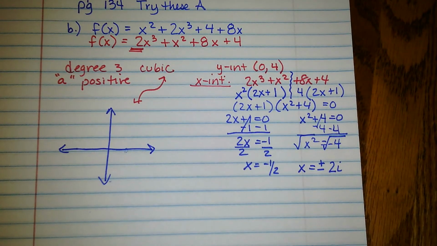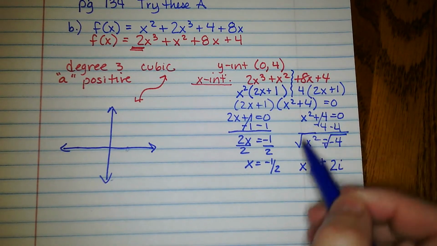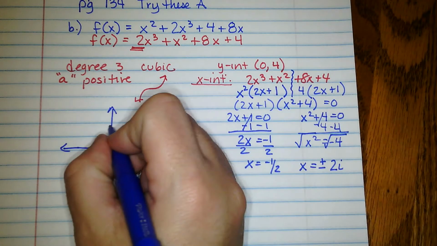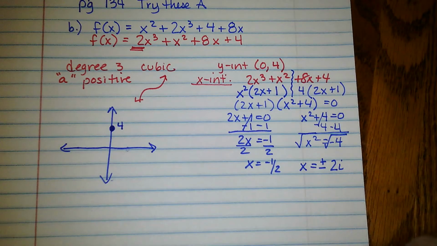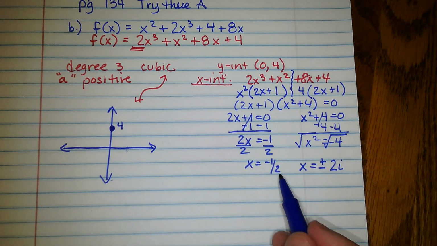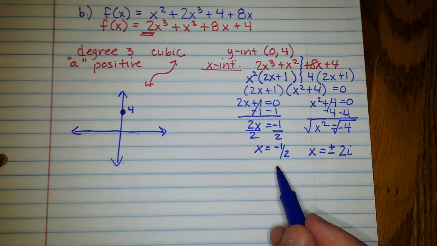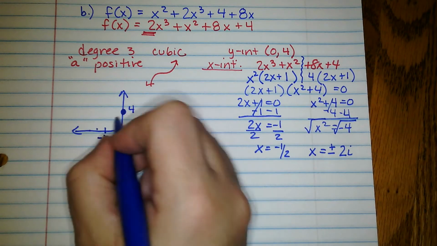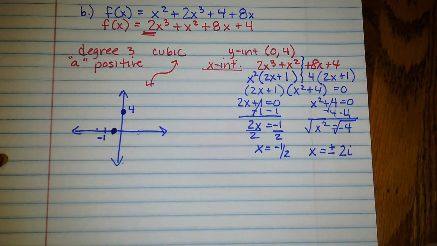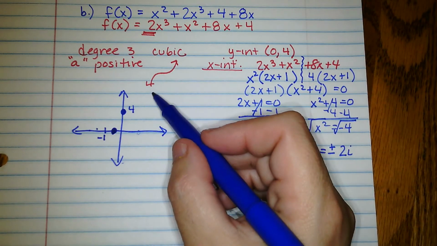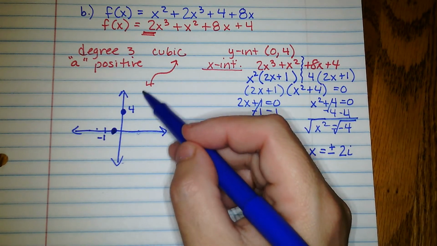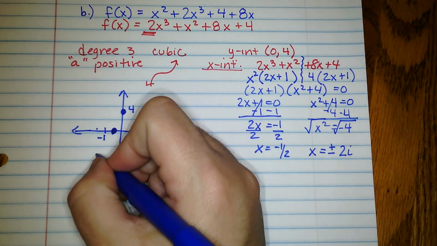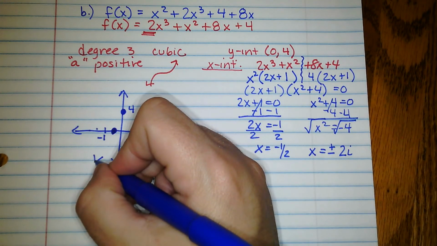You can only have a maximum of 3 intersections on the x-axis. I do know that my y-intercept is 4, so I'm going to put a dot here and put 4 because that's where my y-intercept of 4 is. And the x-intercept is -1/2, so I'm going to, I don't know, here's 1. So -1/2 is here, halfway between. Remember that it's a positive cubic, which means that it's going to start bottom left, and it's got to do a little swirly thing and then go top right. I don't know where my swirly thing is going, but I'm going to start bottom left.